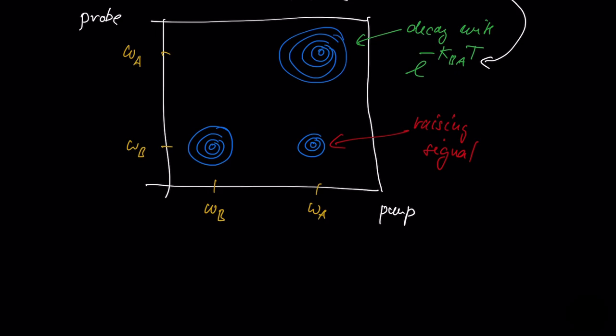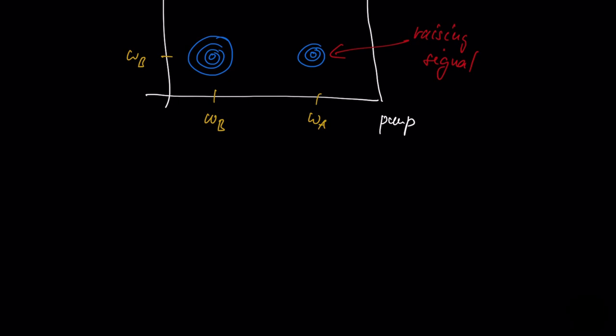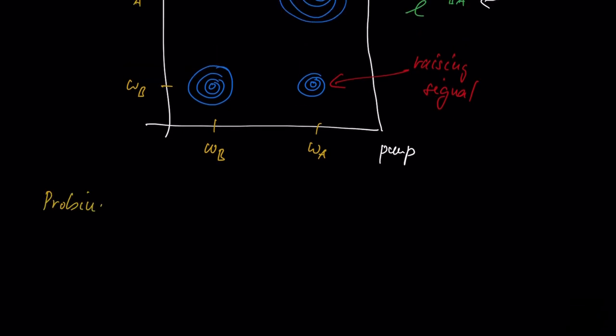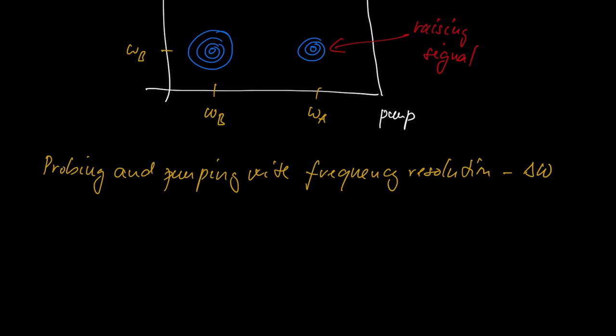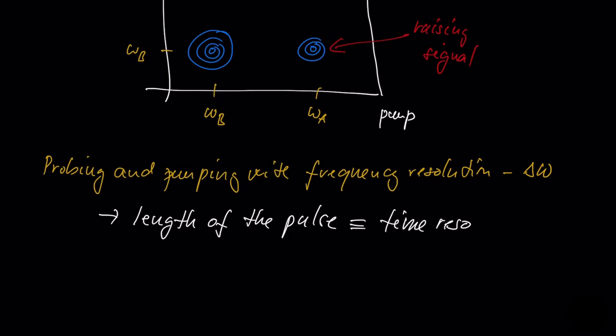The problem is that when I start probing with narrow pulses in frequency, so probing and pumping with frequency resolution, so if I take a frequency resolution, for instance, delta omega, the length of the pulse will increase as I go down with delta omega. So the length of the pulse, and that is time resolution, scales with 1 over delta omega.